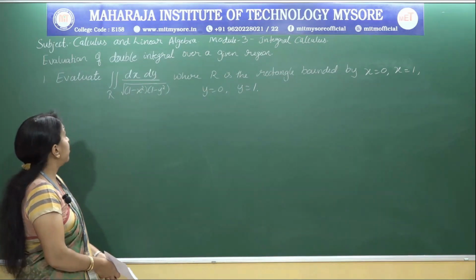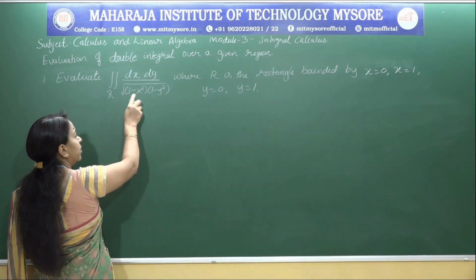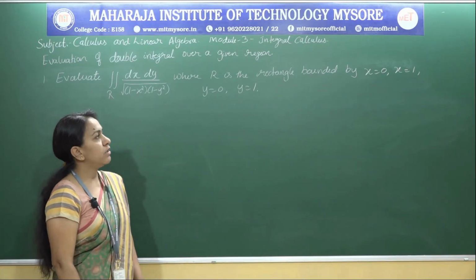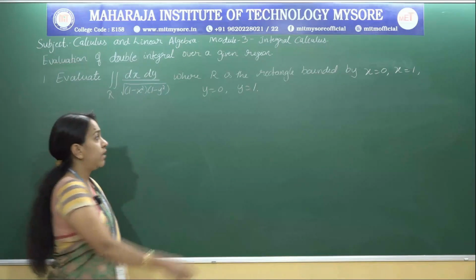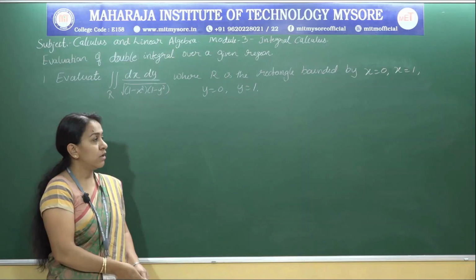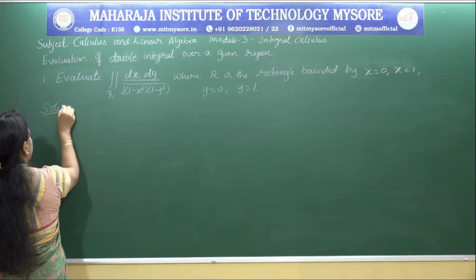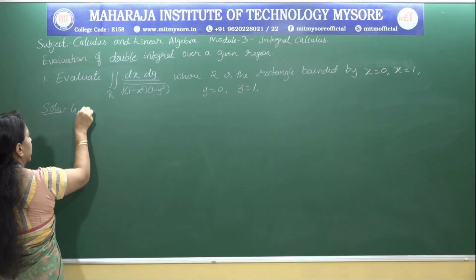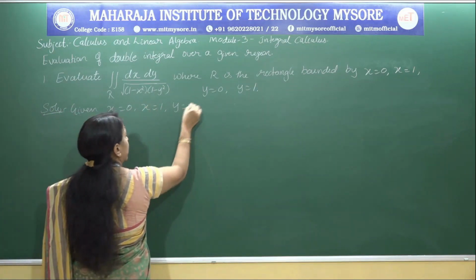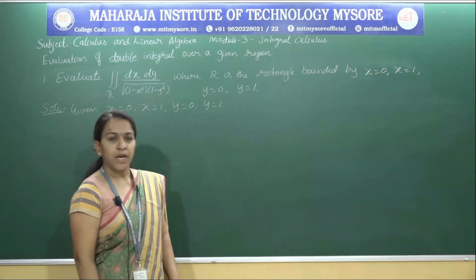The first problem is: evaluate the double integral of dx dy by square root of 1 minus x square into 1 minus y square, where R is the rectangle bounded by the lines x equal to 0, x equal to 1, y equal to 0 and y equal to 1. So using the given curves, we should identify the bounded region R first. The given lines are x equal to 0, x equal to 1, y equal to 0 and y equal to 1. Using these, we should represent a rectangle.